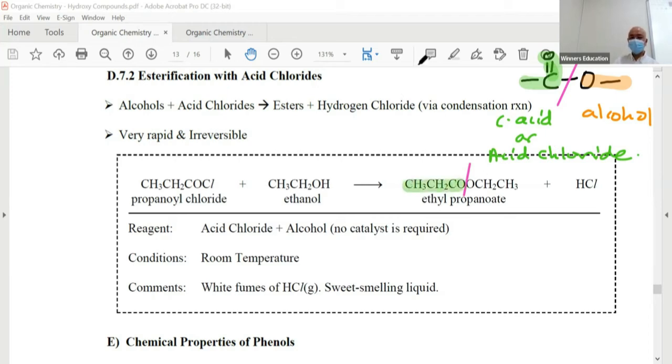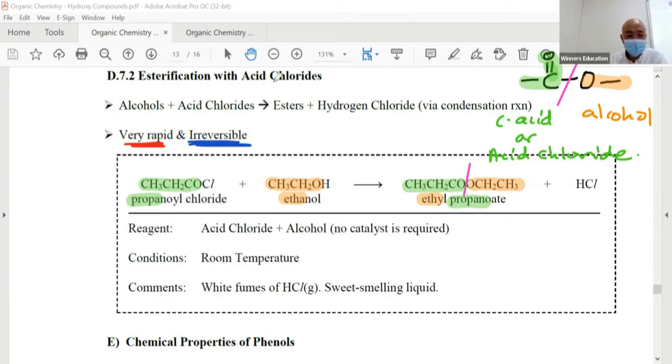The green and the orange will come out in the name first. It's an alcohol, so it's called ethanol. In the name, propanoate comes from either the carboxylic acid, if not, the acid chloride. Done. Called propanoyl chloride. Now, this is not interesting. The interesting is this. Remember, it is very rapid and irreversible. And let me use two different colors. It is rapid and irreversible.